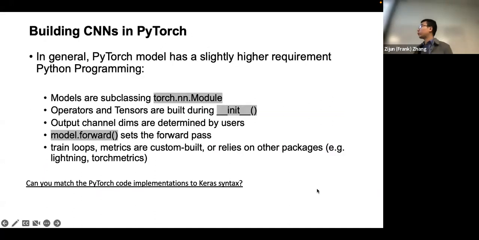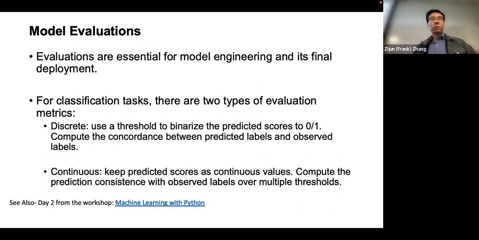So in general, I think PyTorch requires slightly more from your Python programming. You need to understand how inheritance between different classes works. You need to define a lot more operators, and also you need to keep track of how the shape changes between layers. I read those, like, can you match the PyTorch code? And basically I just did that for you. So I hope we now have a basic understanding of what the basic components are in terms of defining a CNN model, regardless of deep learning framework.